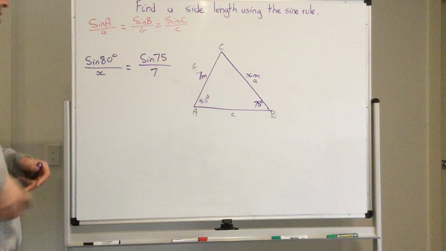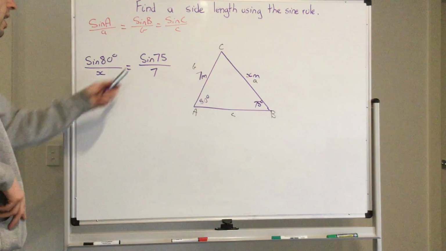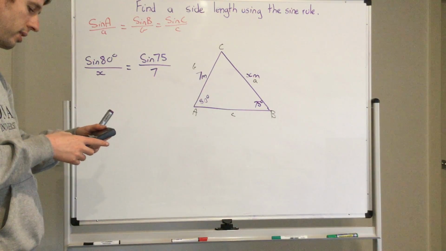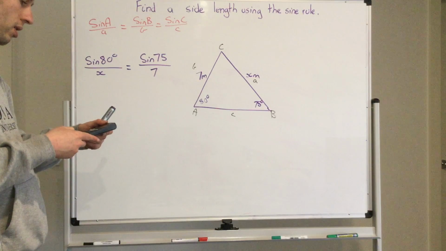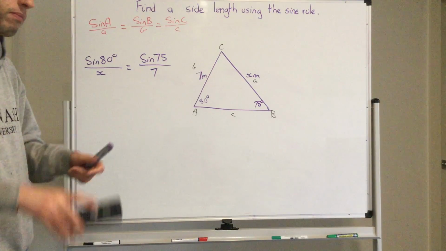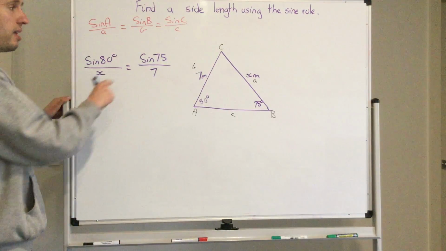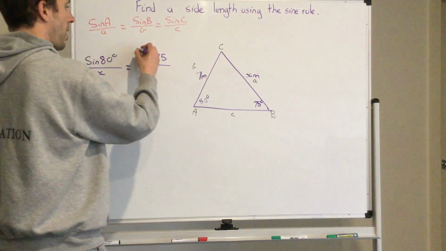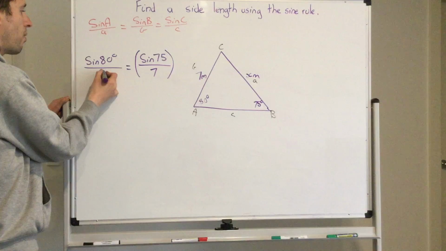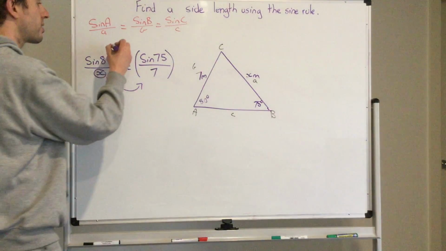First thing I'm going to do is try and get X by itself. So I'm just going to simplify that side first, just so it's easier. So sine 75 divided by 7. If you want to simplify that side, you can. What I'm going to do is move X over to this side, so I'm timesing both sides by X.